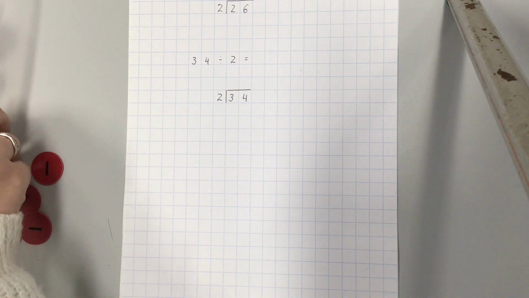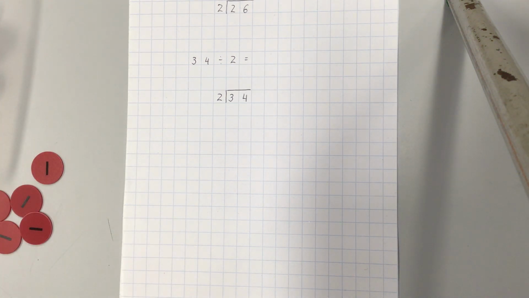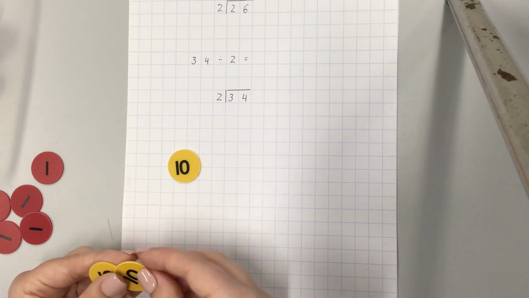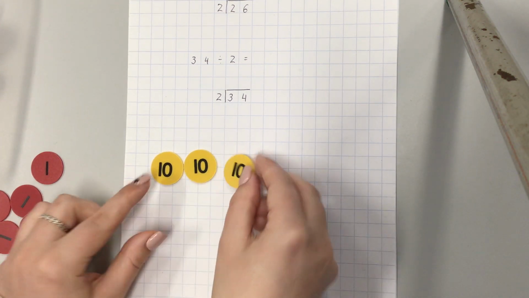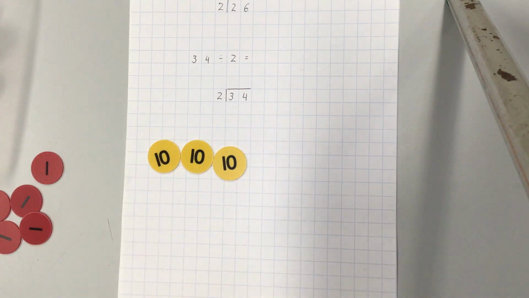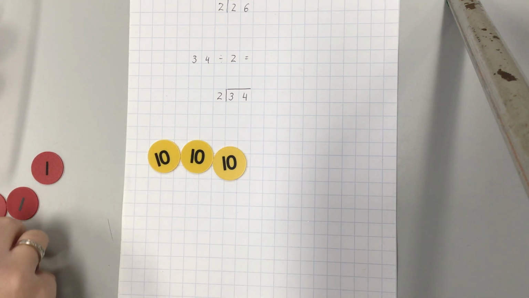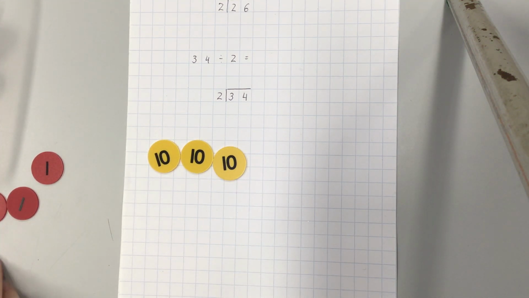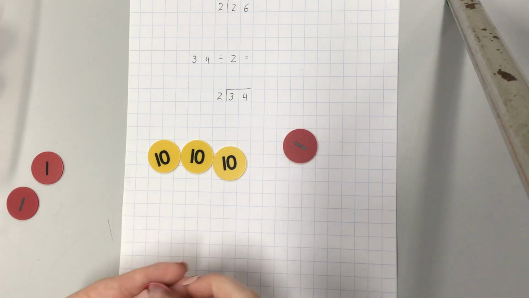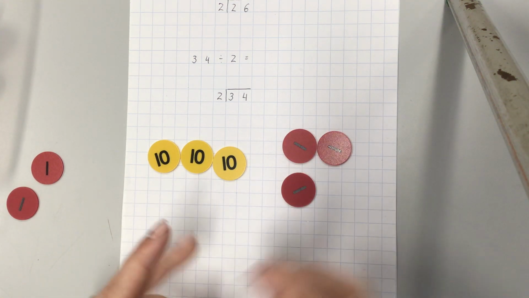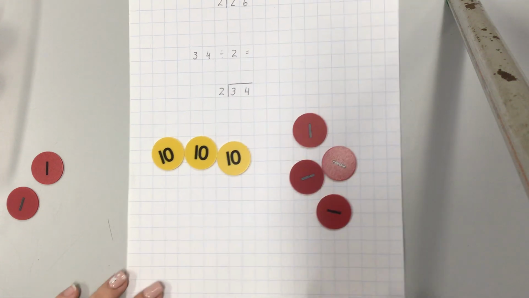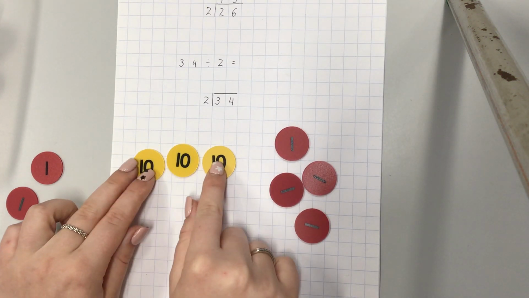Now, I'm going to use my place value counters again. How many 10s do I need this time? Right, it is 3 for 30. Just like that, my 3 10s. How many 1s do I need? It is 4. So 1, 2, 3, 4. Just like that.